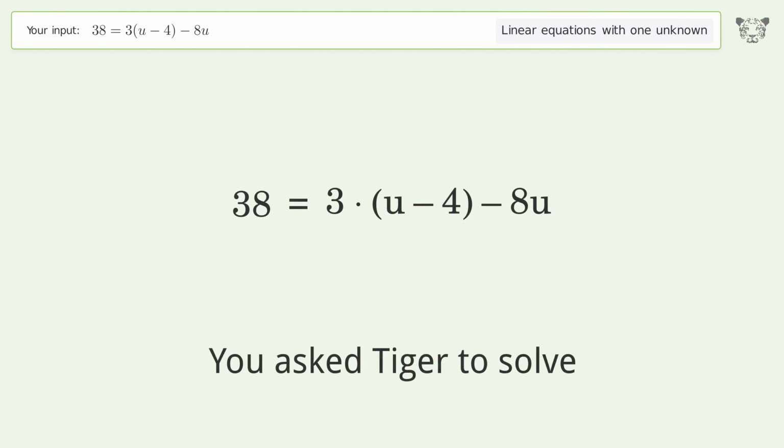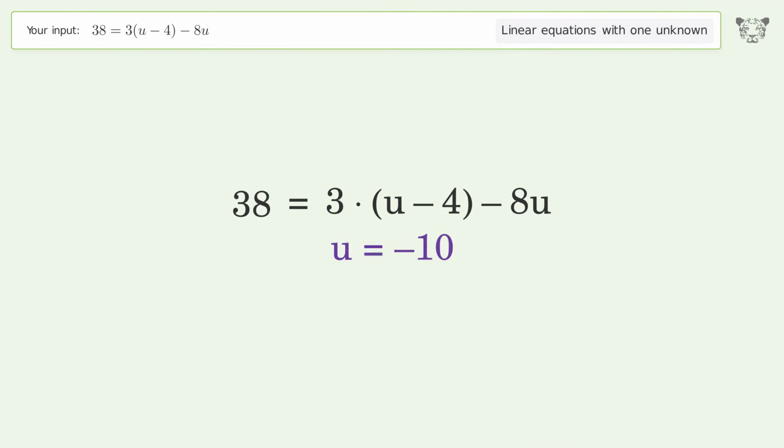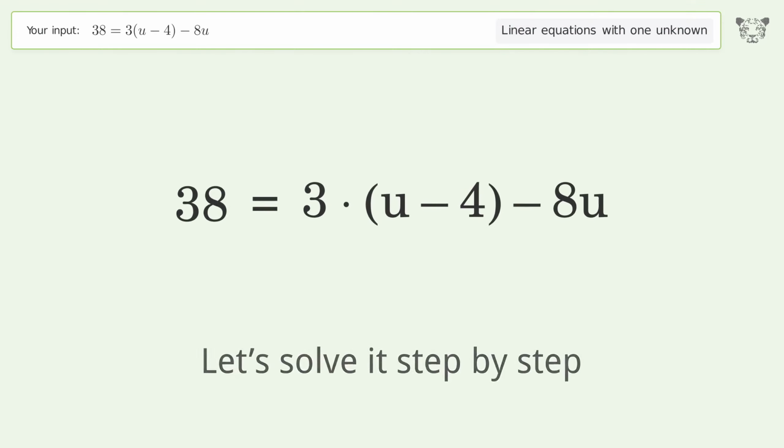You ask Tiger to solve. This deals with linear equations with one unknown. The final result is u equals -10. Let's solve it step by step.